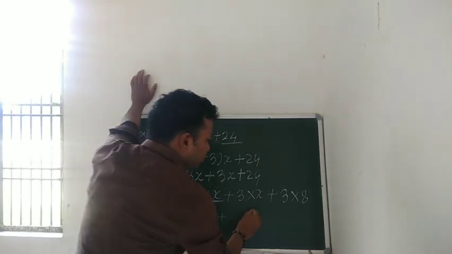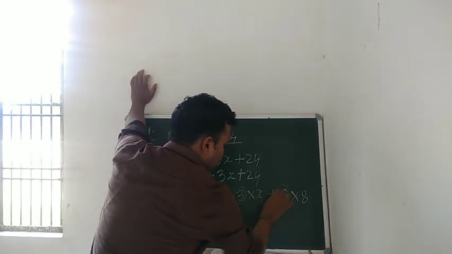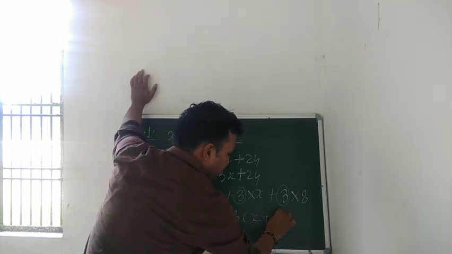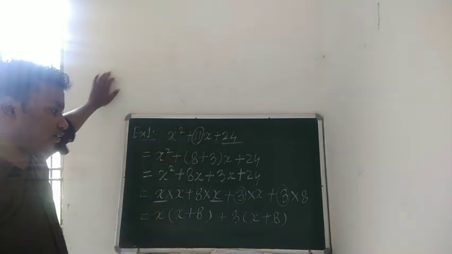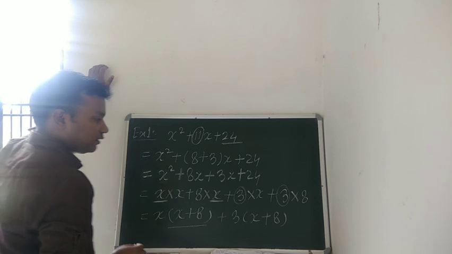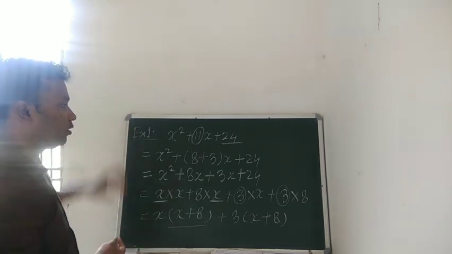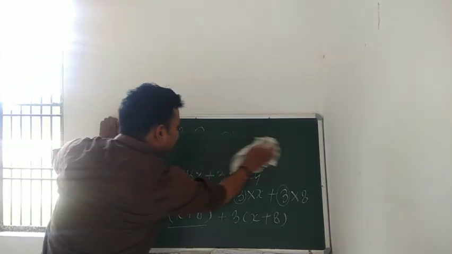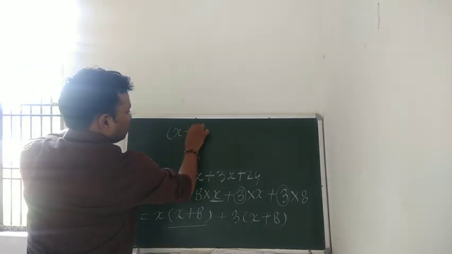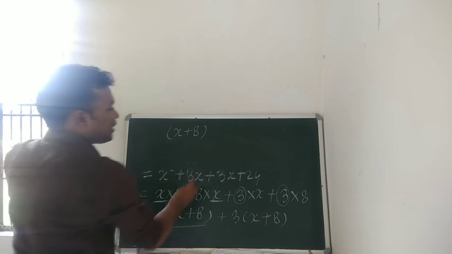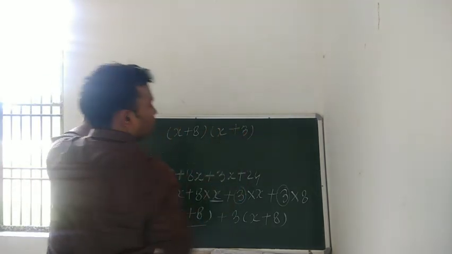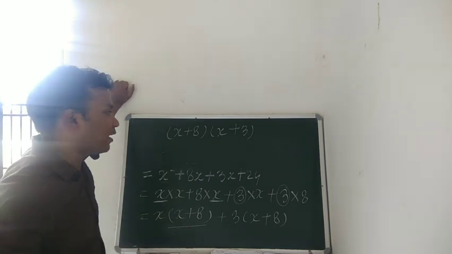Again, in the last 2 terms we have 3 as a common. So we will take 3 as a common and the rest of the terms, that is x plus 8, will be written inside the bracket. Now we have gained here a compound factor x plus 8, which is also common. So in the next step we will take x plus 8 as a common and the rest of the terms, that is x plus 3, will be written in the second bracket.